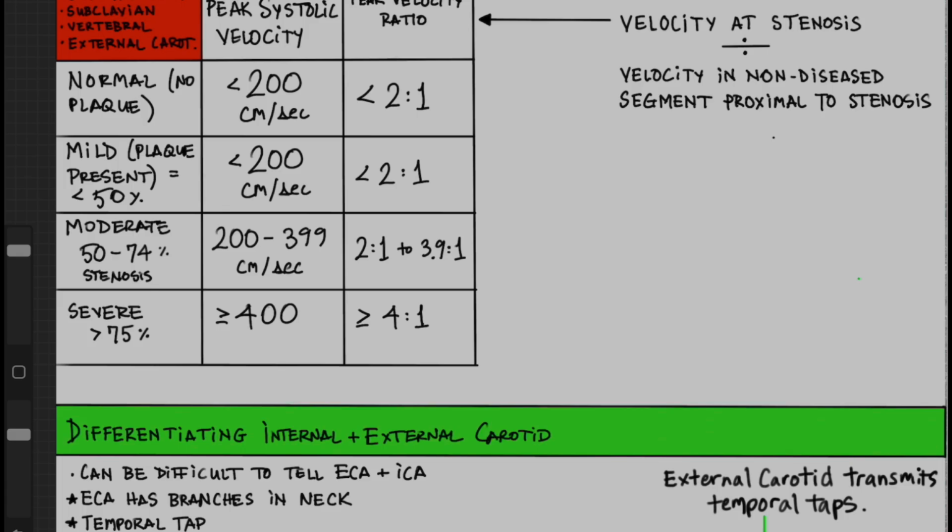In terms of testing, they won't test things that are controversial or unclear, so I doubt this would be tested. Anyway, normal is defined as no plaque, and then these numbers: less than 200 centimeters a second for peak systolic velocity, and a ratio less than 2 to 1. There are only two parameters for these peripheral arterial criteria.